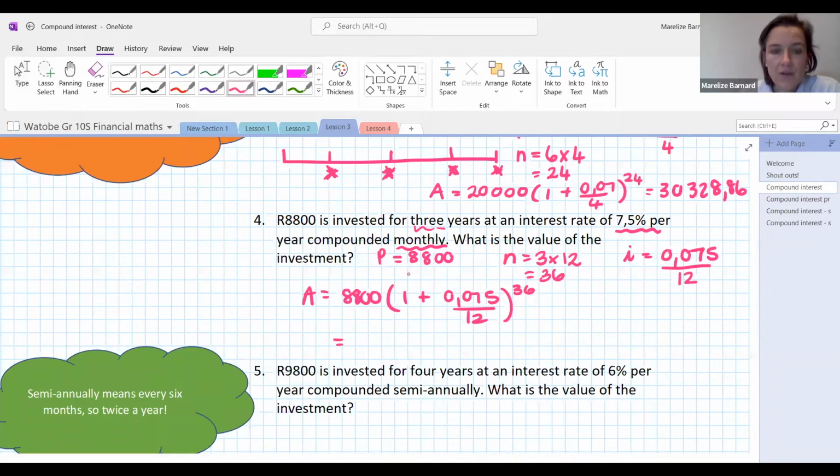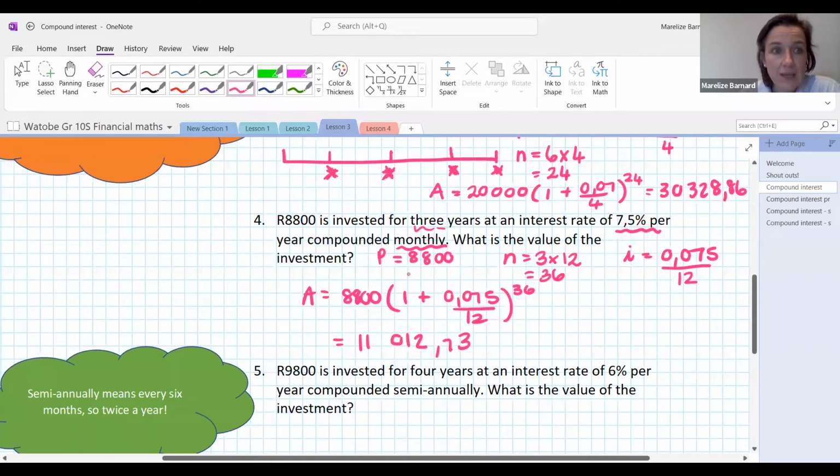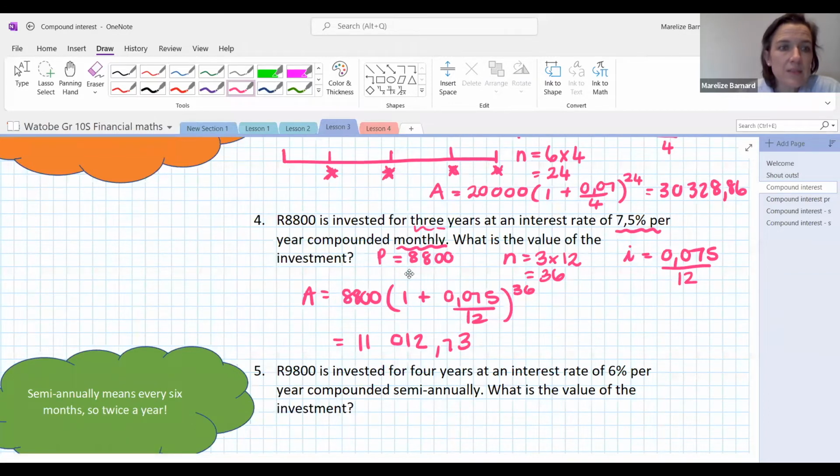Okay, I agree with the 11,012,73. If you are getting something different to that, you need to just check that you are using all the correct values.